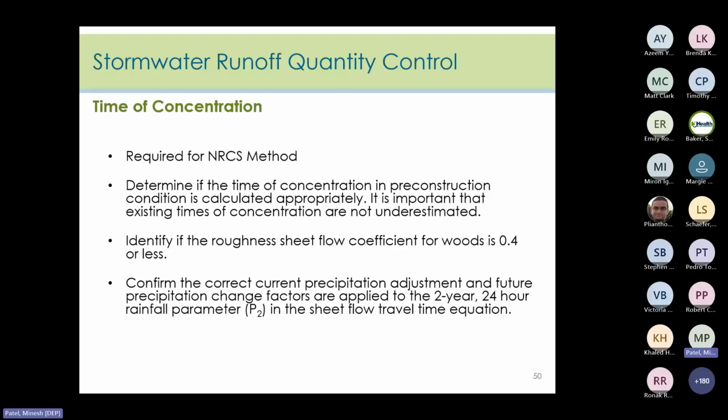As a reminder again, you will need to use the current precipitation adjustment factor and future precipitation change factor tables that are found in Chapter 5 to calculate the travel times for current and projected storm events using the 2-year, 24-hour storm event, which will be used to calculate the P2 parameter. You can look back through the handouts for the calculations presentations for Module 2 for more information on the correct way to calculate time of concentration.